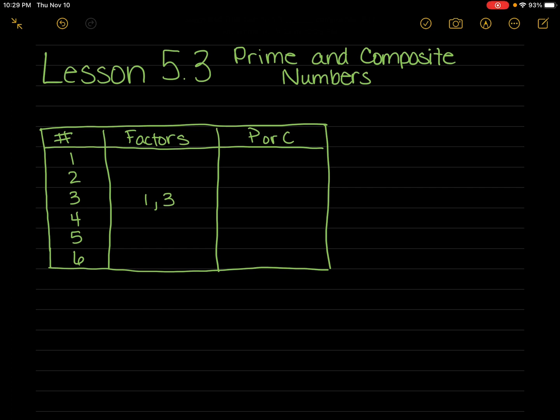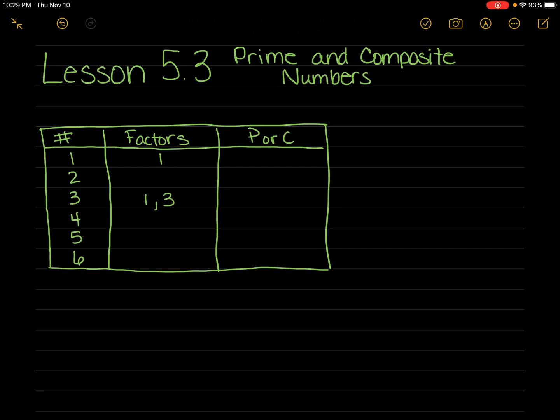Okay, now I started with 3 because I didn't want to start with 1, because 1 is a little bit special, right? There's only one factor of 1, and that's 1, because 1 times 1 equals 1, and that's the only multiplication fact that equals 1. Okay, and we're talking about whole numbers, right? We're not talking about multiplying fractions or decimals or things like that. We're talking about just whole numbers. So 1 times 1 is 1. So the factor of 1 is just 1.